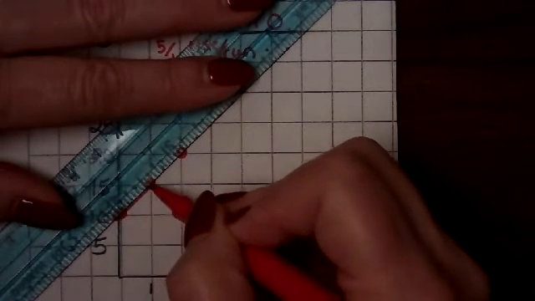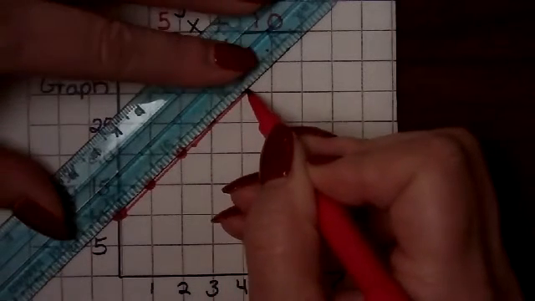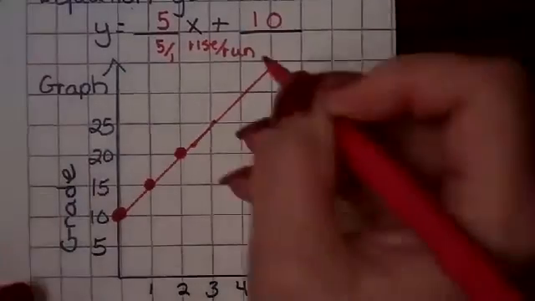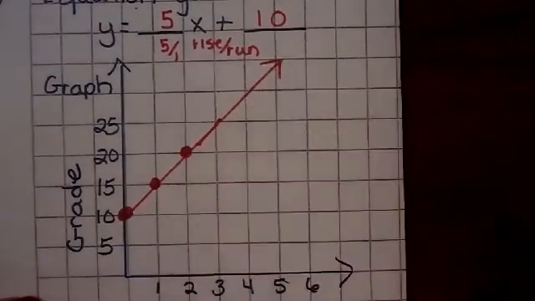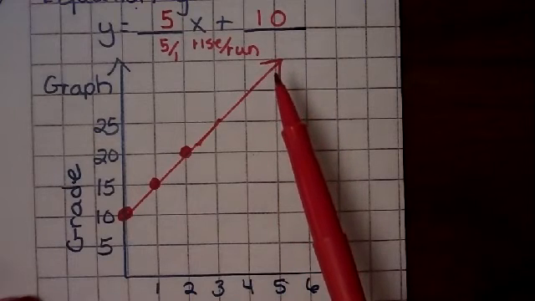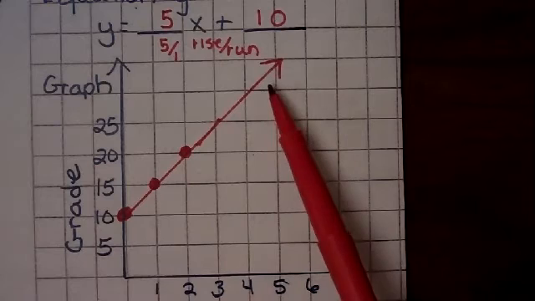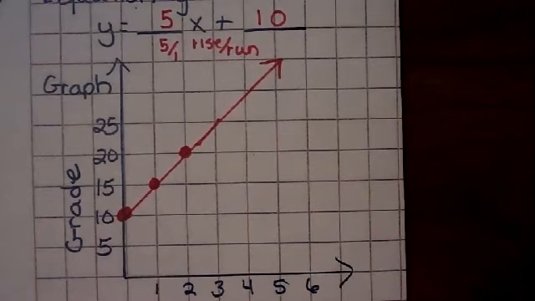Now, when I connect these 3, I'm going to keep going all the way up my graph paper, kind of run off my graph paper right here, and I'm going to put an arrow because I can keep getting more questions right. Okay, I can keep answering questions and getting them right and adding 5 more points, 5 more points, 5 more points. This is not just the limit of where it stops.